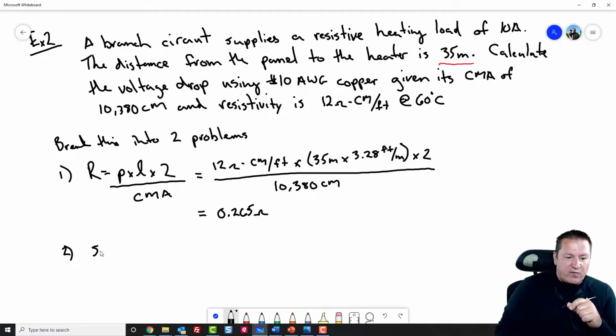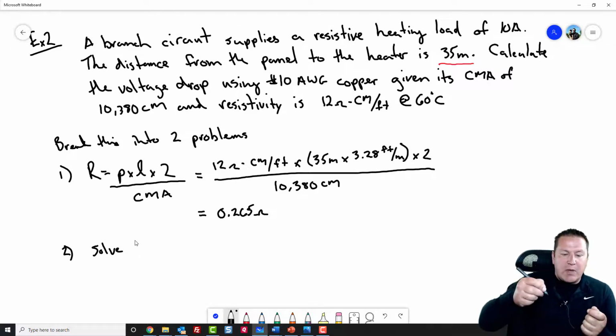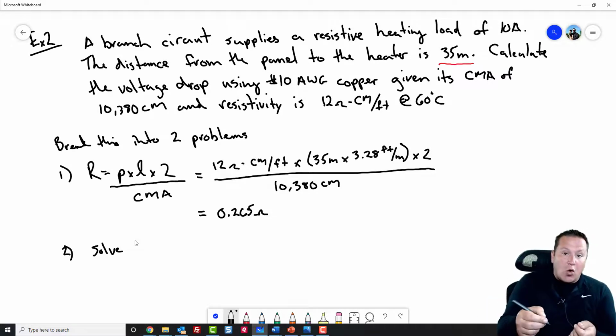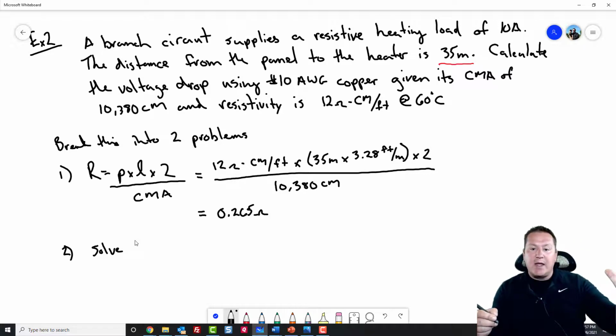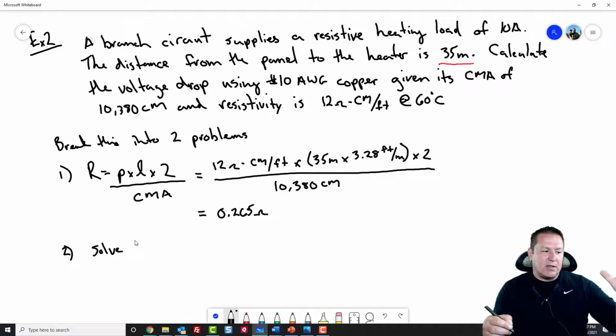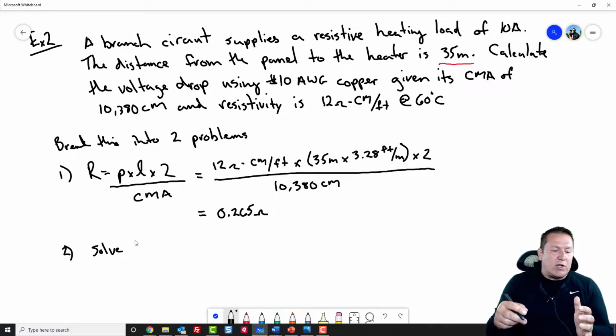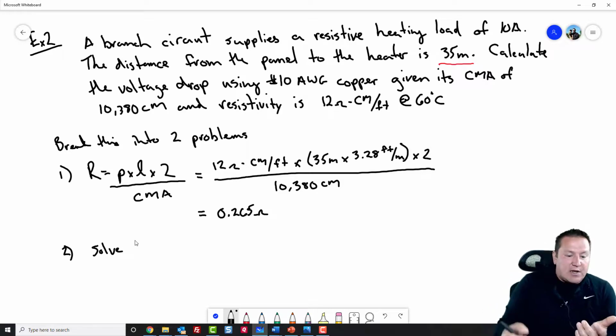Then you can just go ahead and solve for voltage drop. Now that we have the resistance of the conductor, we can solve for voltage drop on the circuit. If we were to put a meter right across the load, what is it, 120 volts? I guess it doesn't really say, and it doesn't really matter. We're just going to calculate the voltage drop across the conductor.